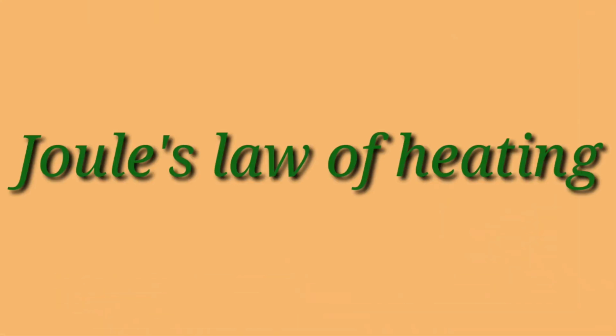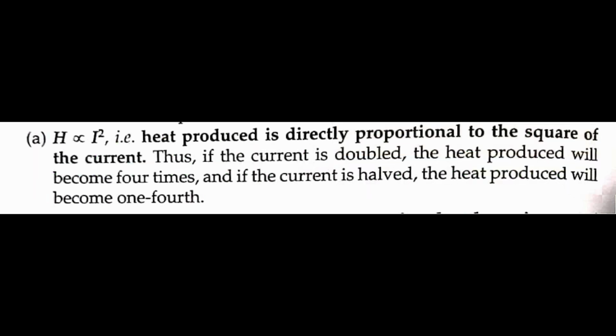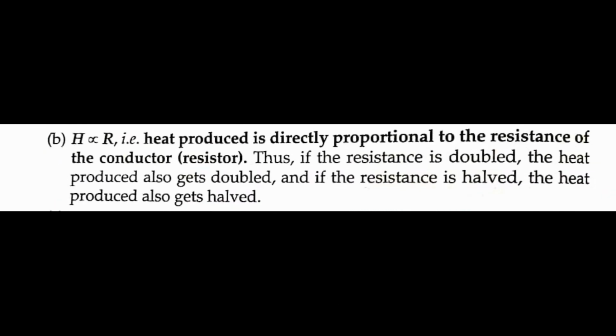Now we will discuss Joule's law of heating. H is directly proportional to I square, where H is heat energy and I represents current. That is, heat produced is directly proportional to the square of the current. Thus, if the current is doubled, the heat produced becomes 4 times. And if the current is halved, the heat produced becomes 1/4.